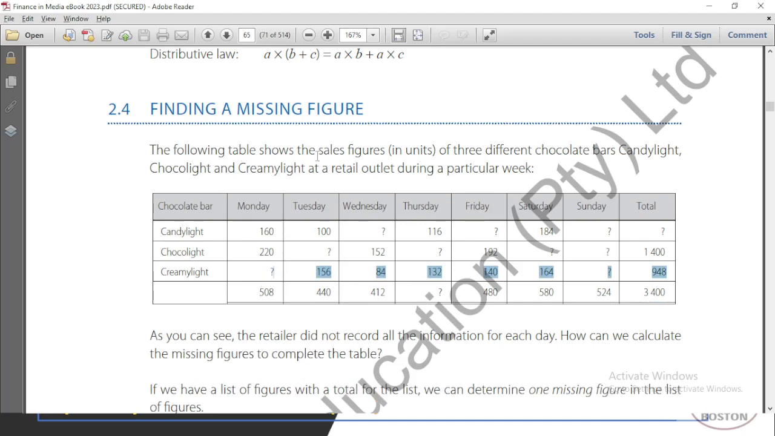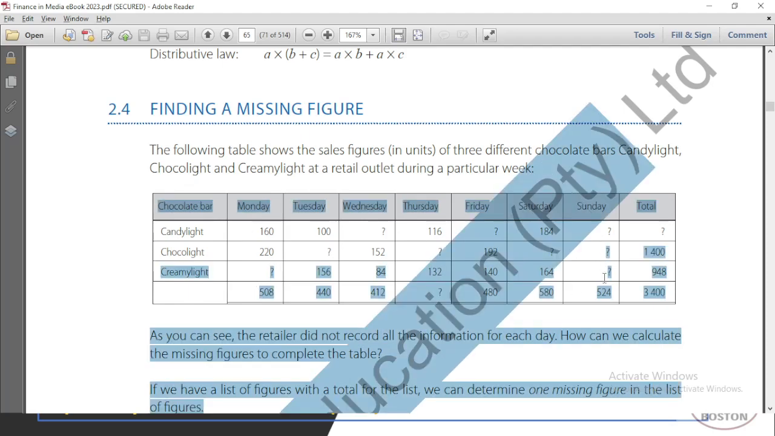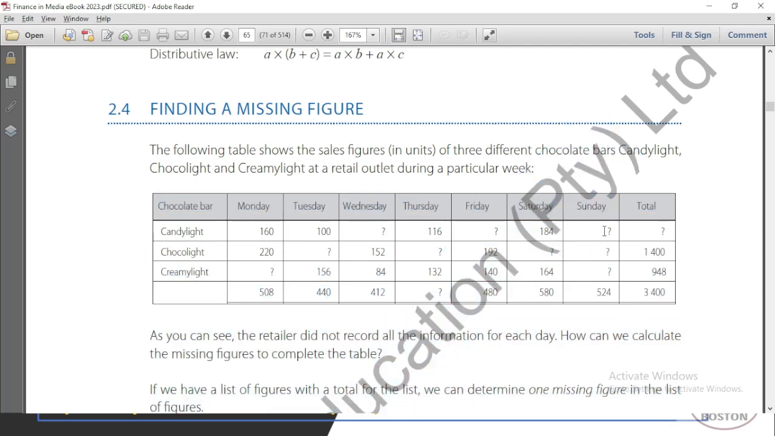Here it says that the following table shows the sales figures, which are in units, of three different chocolate bars called the Candy Light, Chocolate Light, Creamy Light at a retail outlet during a particular week. The question is, can you find the missing figures within all of these? If you take a look under Sunday, you will notice that Sunday does not have candy light, chocolate light, creamy light, but it has a total of 524 chocolate bars sold. To solve this, you will have to solve other questions first.